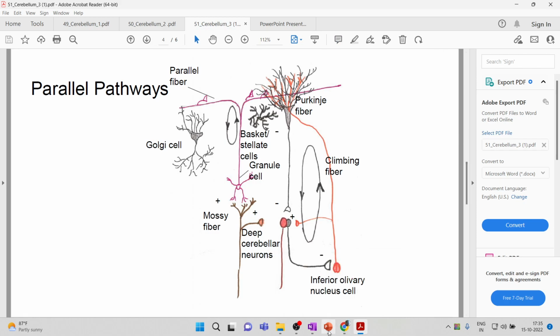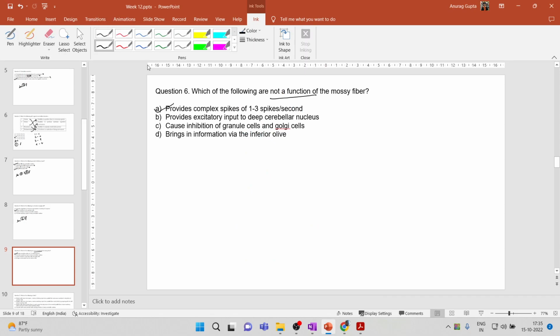So let me go back to this. It provides excitatory input to deep cerebellar nucleus. This is actually a function of the mossy fibers. So this is not the correct answer. Then it causes inhibition of the granule cells and Golgi cells. No, this is excitatory. Mossy fibers have an excitatory function, so they don't cause an inhibition.